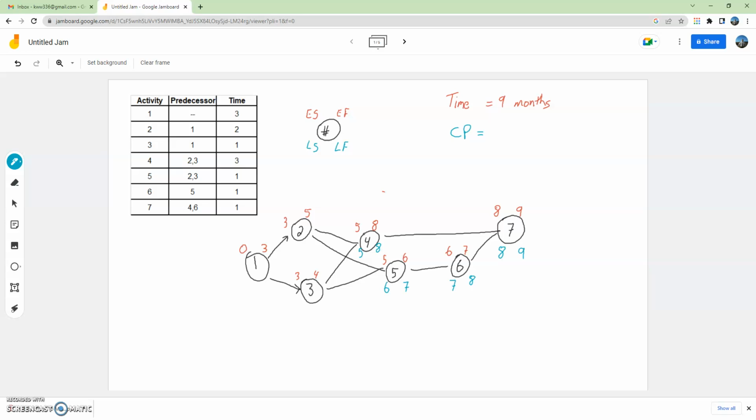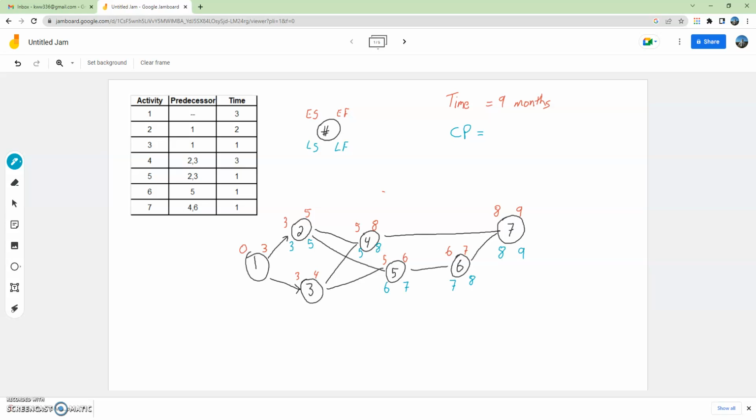So activity 2 has to finish at month 5 because activity 4 needs to start at month 5. Whereas activity 5, they could start at 6. But so there's a slack. They could start at 5 or they could start at 6. So activity 2 takes 2 months to complete, so that's going to be 3.